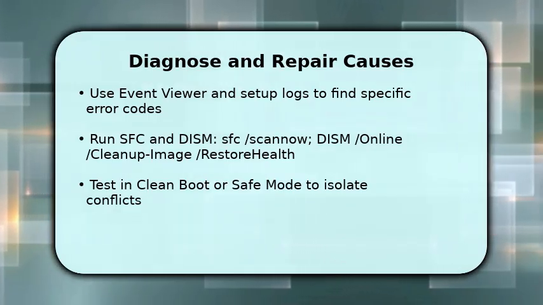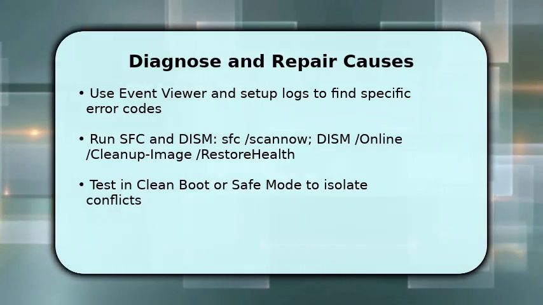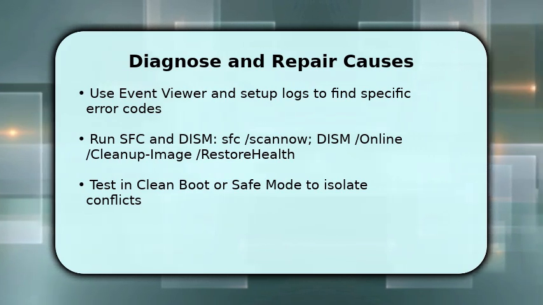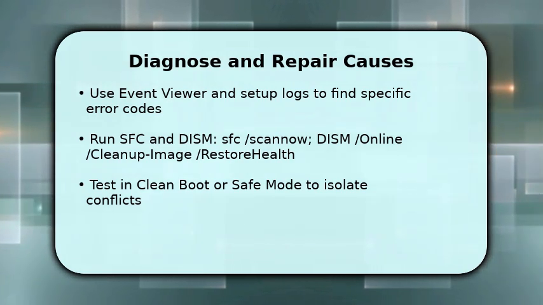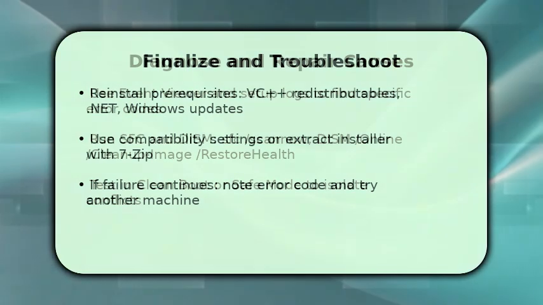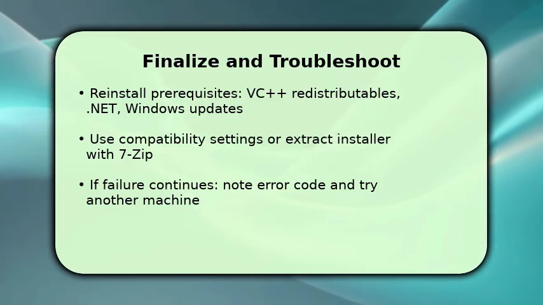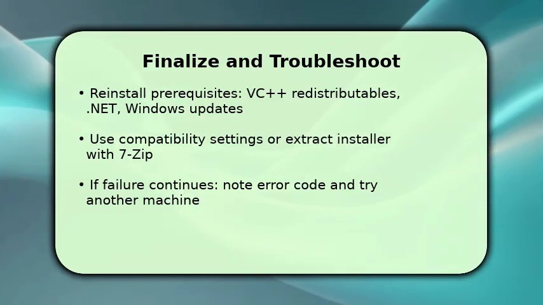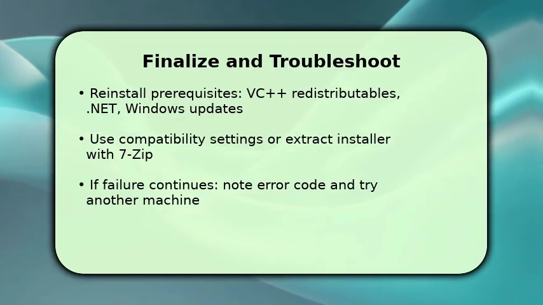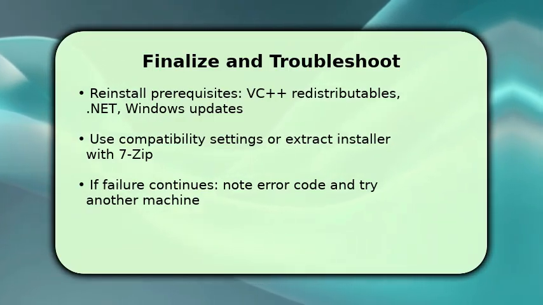If errors persist, reboot into Clean Boot or Safe Mode to isolate third-party conflicts, and retry the installer to confirm the culprit. Finish by installing or repairing prerequisites like Visual C++ redistributables, .NET frameworks, and any pending Windows updates. Installers often fail when dependencies are missing.